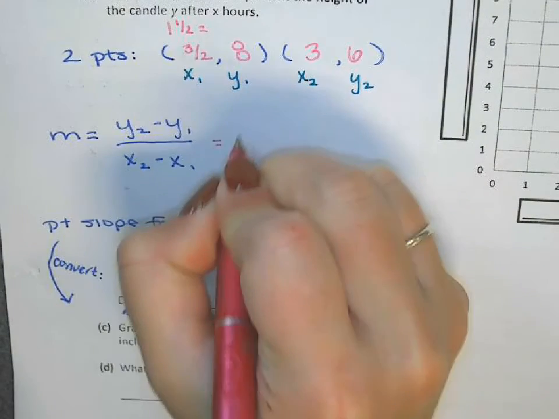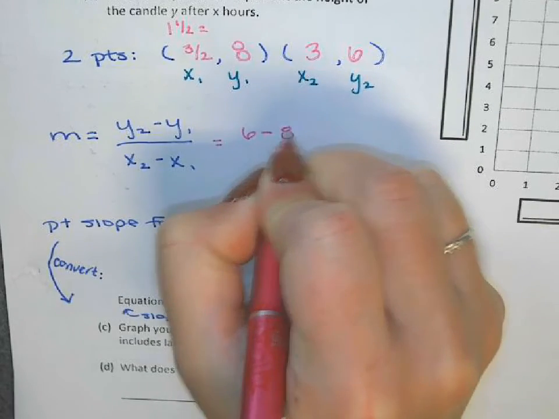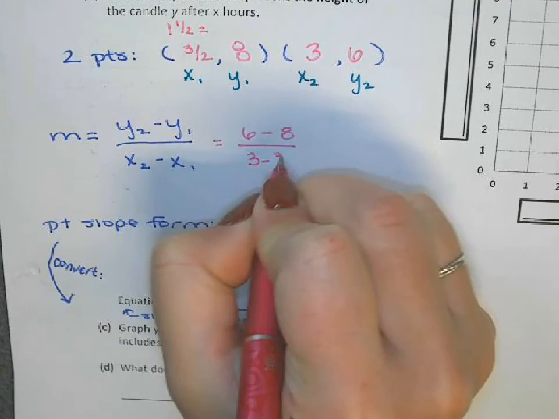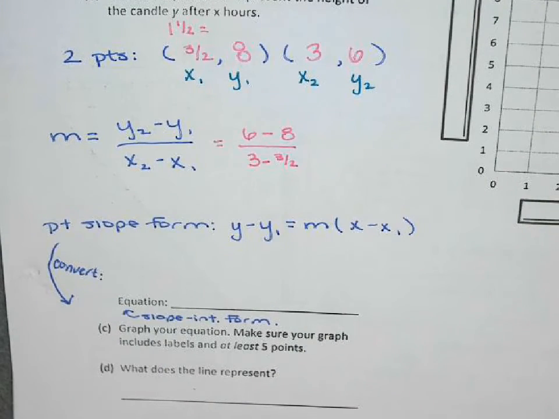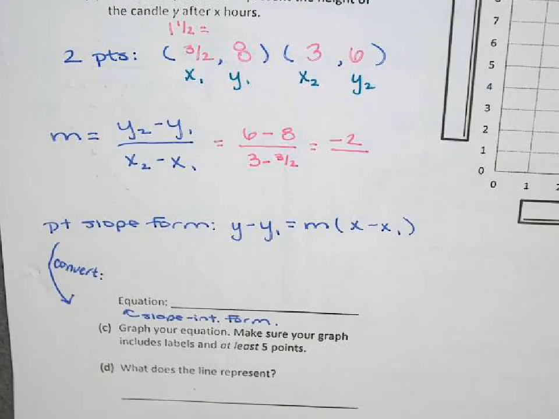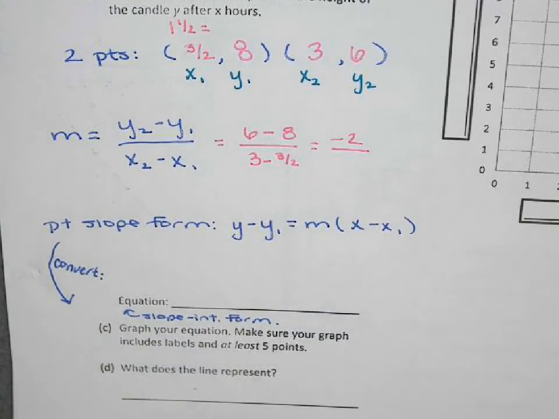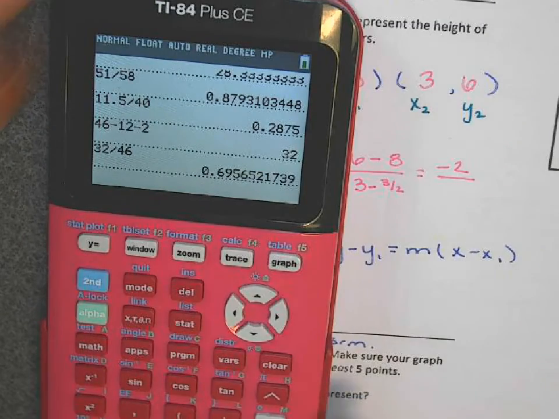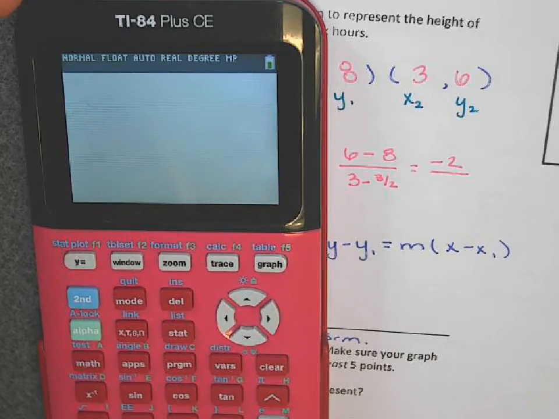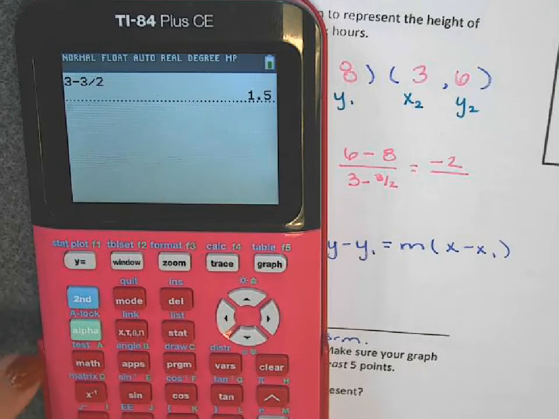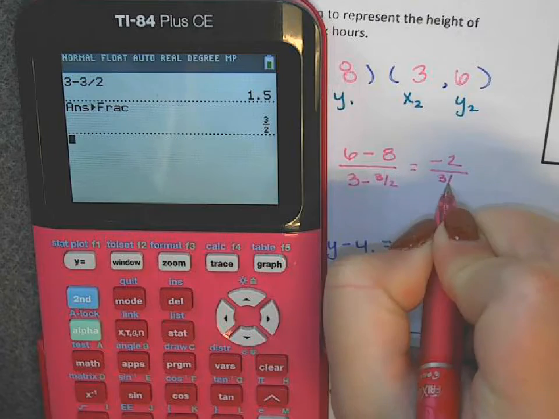y2 is 6 minus y1 is 8 over x2 is 3 minus x1 is 3 halves. 6 minus 8 is negative 2 over 3 minus 3 halves. If you don't know how to do that, your calculator will tell you how to do it. If you've downloaded that Calculate 84 app, it'll be just like using this calculator. 3 minus 3 halves. I'm not going to write it as 1.5 because I'm not going to be allowed to use decimals. So instead, if I hit math and convert it back to a fraction, it's just over 3 halves.